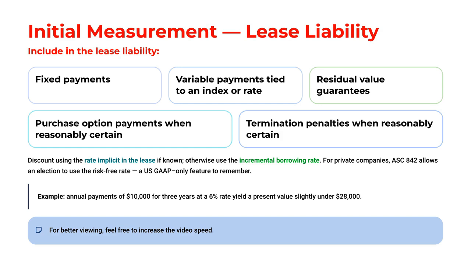For private companies, ASC 842 allows an election to use the risk-free rate, a US GAAP-only feature to remember. Example: annual payments of $10,000 for 3 years at a 6% rate yield a present value slightly under $28,000.